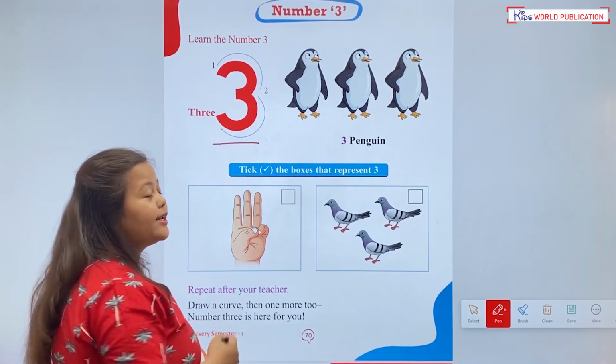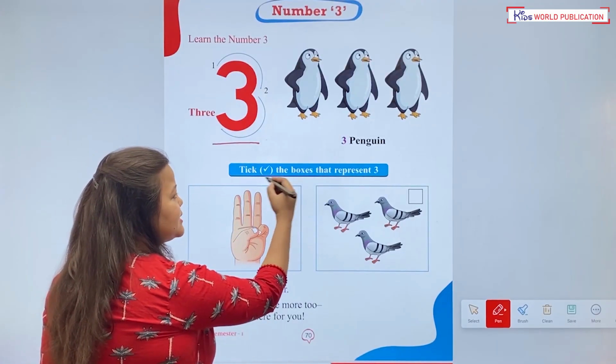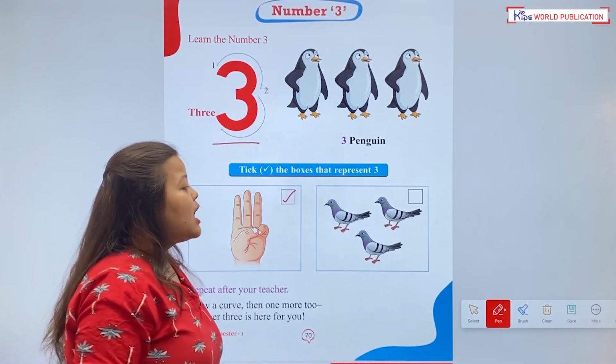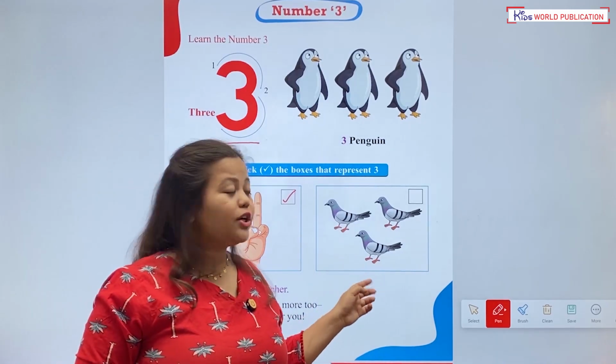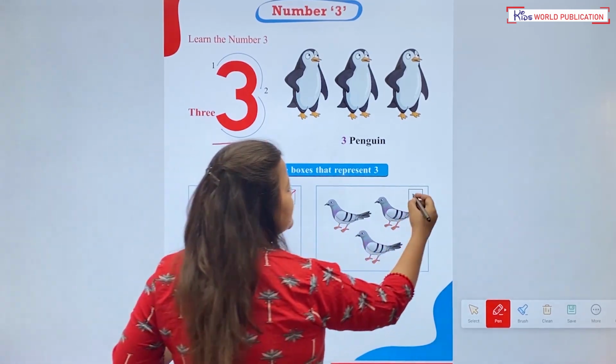How many fingers can you see in the picture? 3. So we will tick the box. How many pigeons can you see in the picture? 1, 2, 3. So this is right. We will also take this box.